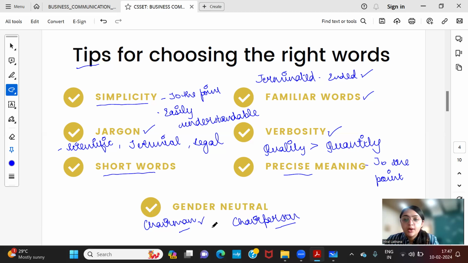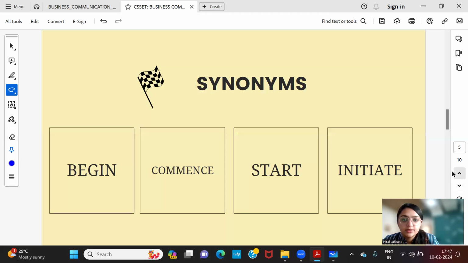So this way, to make our words inclusive and gender neutral, we need to keep these points in mind. So yes, this was about how we need to choose the right words. So far we have understood the meaning of vocabulary, the importance of vocabulary, how a person's vocabulary is determined, or how they choose the words that they use in their daily conversations. And lastly, we have now seen the tips with which we can choose the right words. Now moving on to the next part.